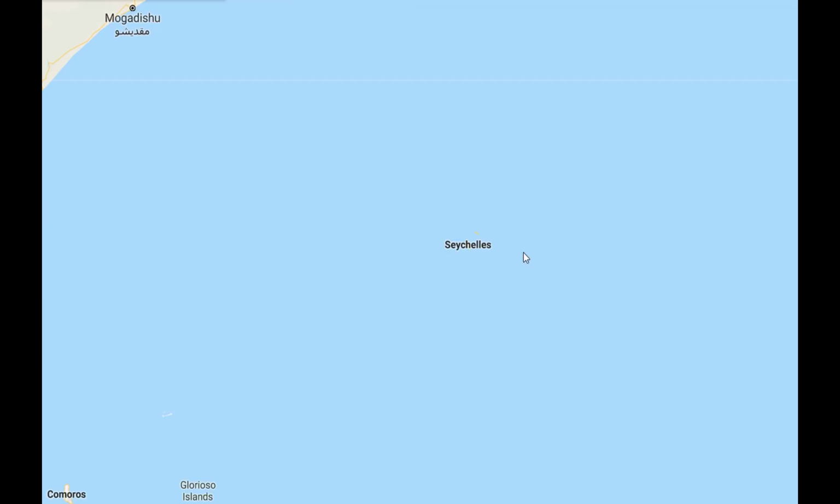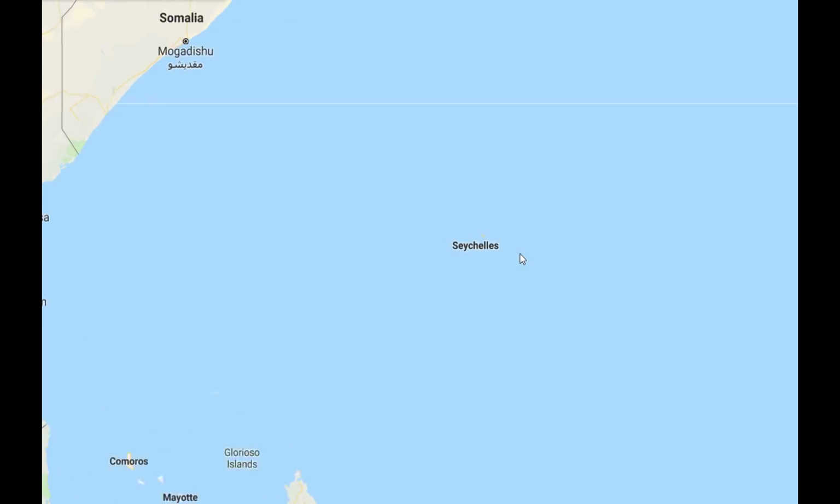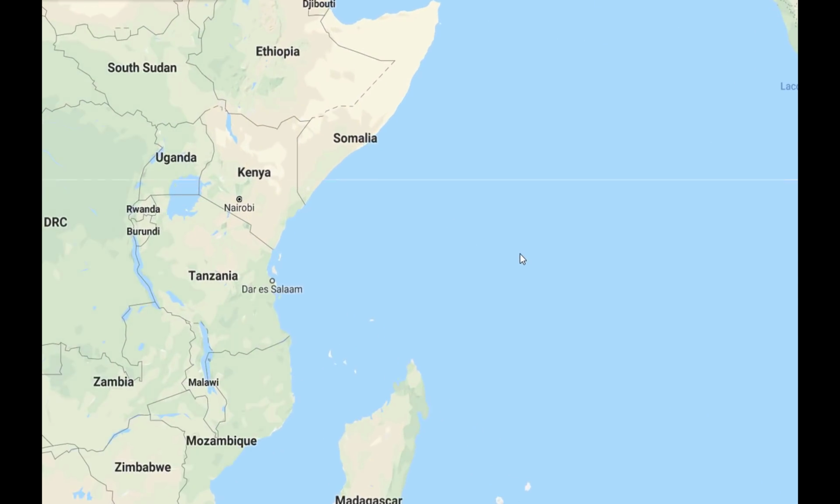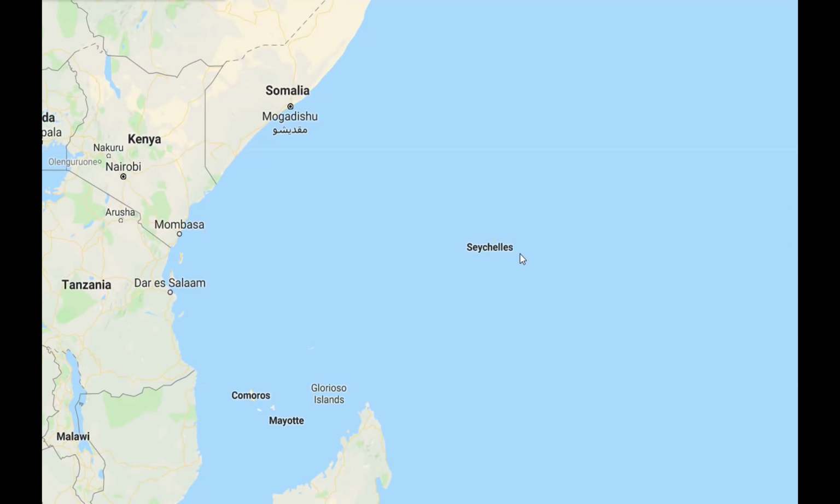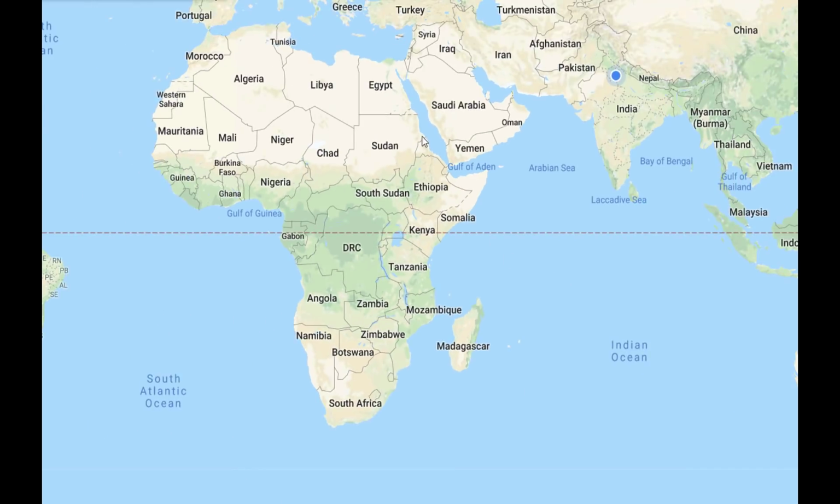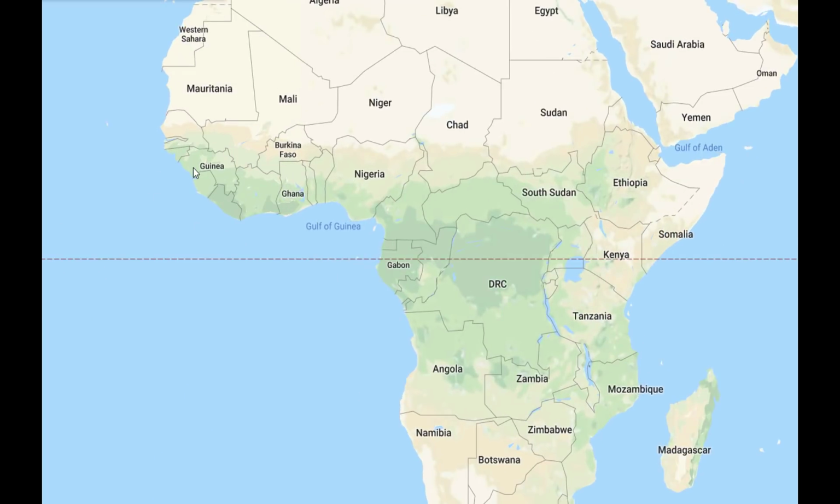Seychelles, this country has been in the news a lot recently. Seychelles is not really part of mainland Africa. It is part of the African continent. It is considered an African country. But when we are talking about mainland Africa, we are talking about all the countries located on this large chunk of land. So, in the mainland Africa, the smallest country is Gambia.